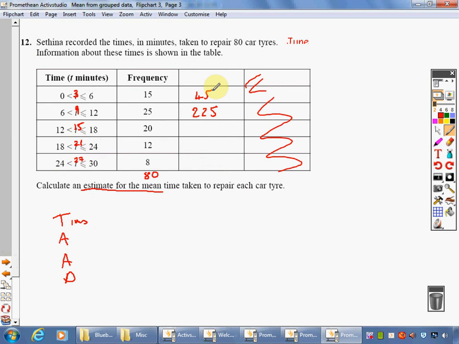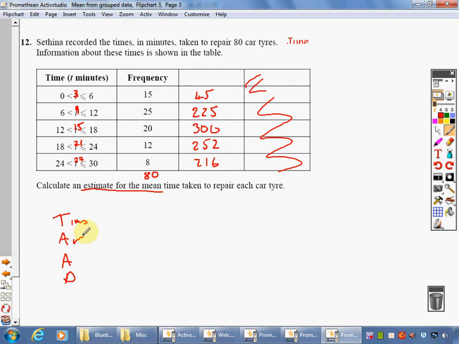15 times 20, 300. 21 times 12, 252. And then 27 times 8 is 216. That's my timesing done. I've now got to do my first add.